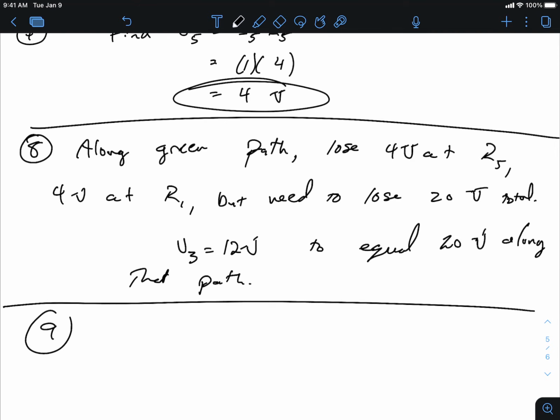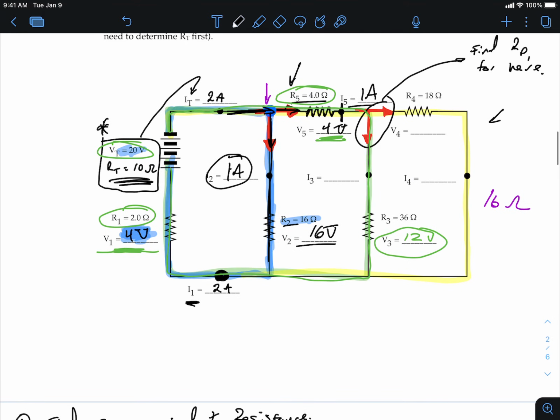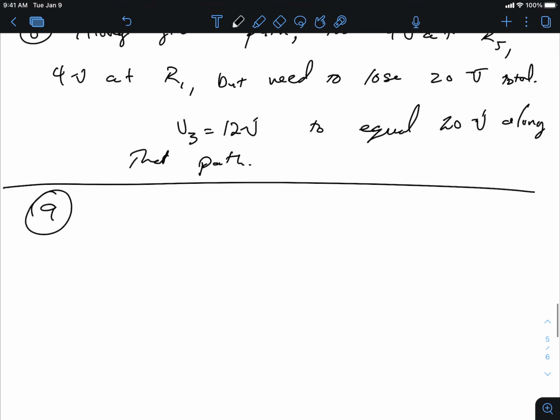Okay, now that you know the voltage there, you can unlock this piece of information, right? Which is ultimately one of the last things that we need to figure out. How much current decided to go on the green path and how much current went on the yellow path. That's what we're after, right? But you now know two of the pieces of information along the green path. So you can find the third. So we're going to find I3.